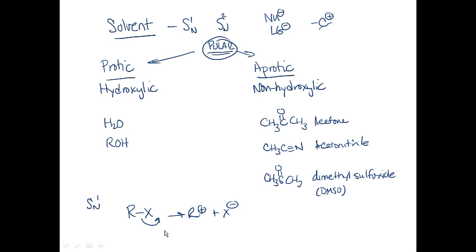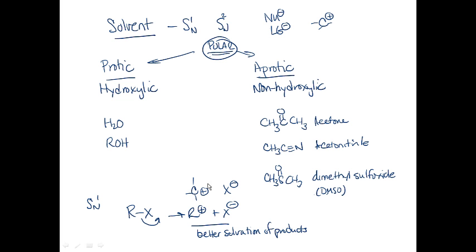Now, if we look at this reaction, I have a C plus species over here, and then I have the leaving group as also a charged species. And so what we look at here is that the solvent that will speed up this reaction is the solvent that does better solvation of the products.